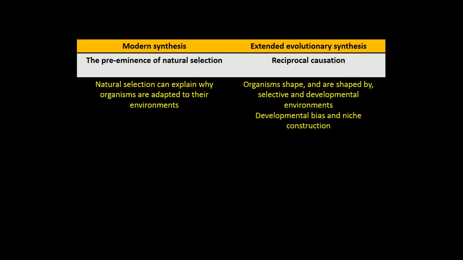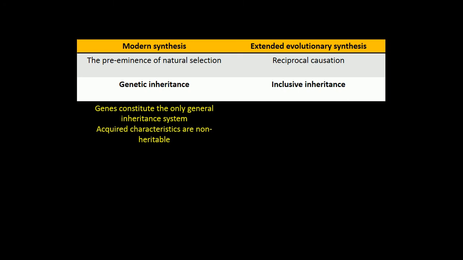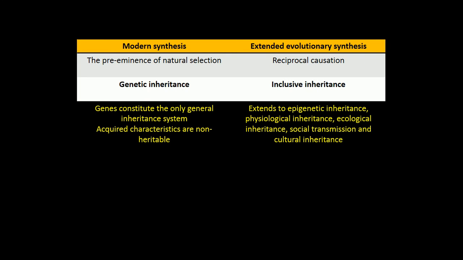This is opposed to reciprocal causation, where organisms are not only shaped by, but also shape their environments, and things like developmental bias and niche construction play roles. We'll talk about these in a bit more detail later. Do genes constitute the only means of inheritance, and are acquired characteristics non-heritable, or do we need to extend inheritance to include things like epigenetics?